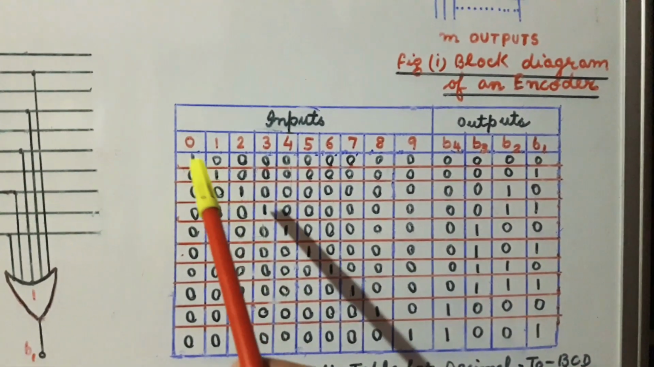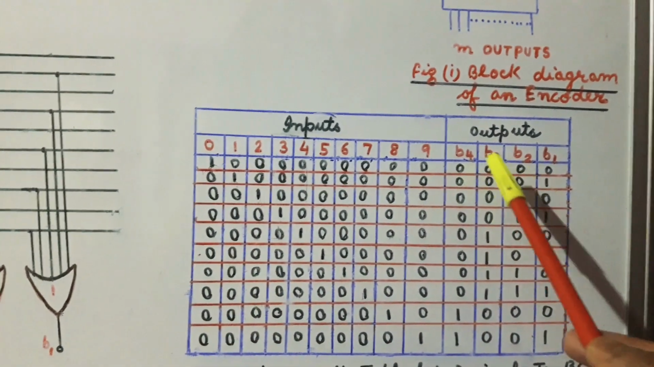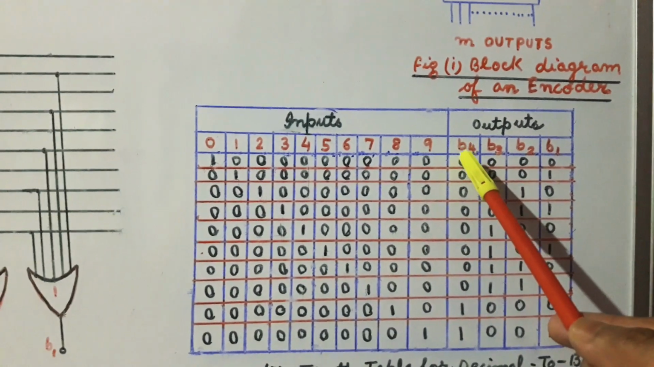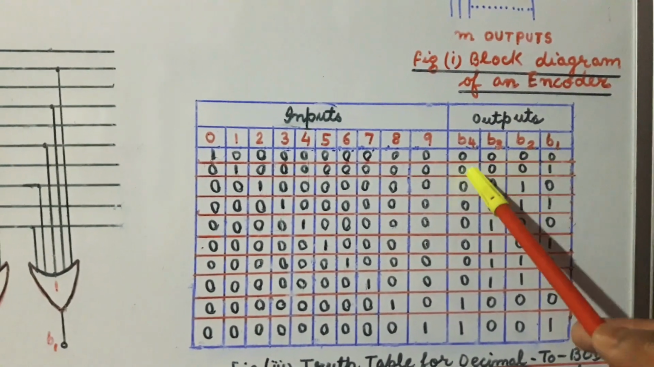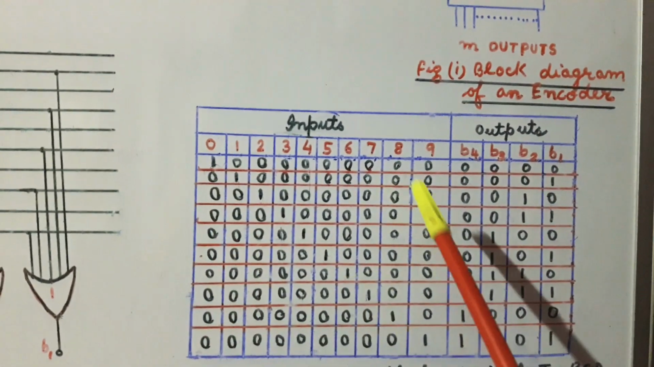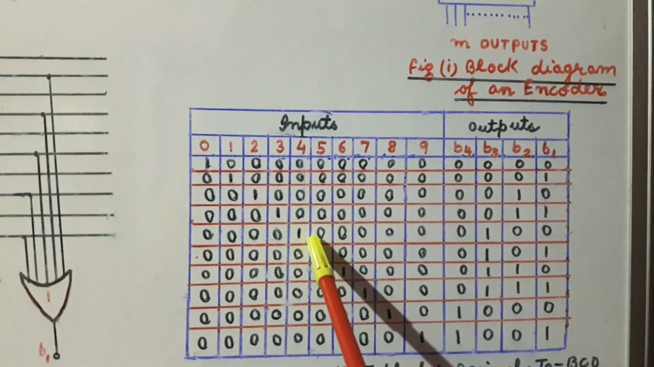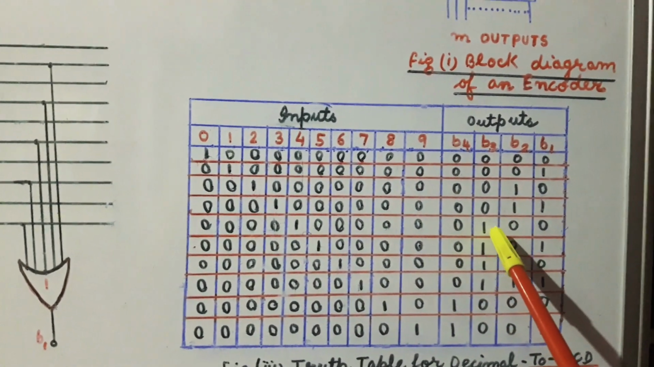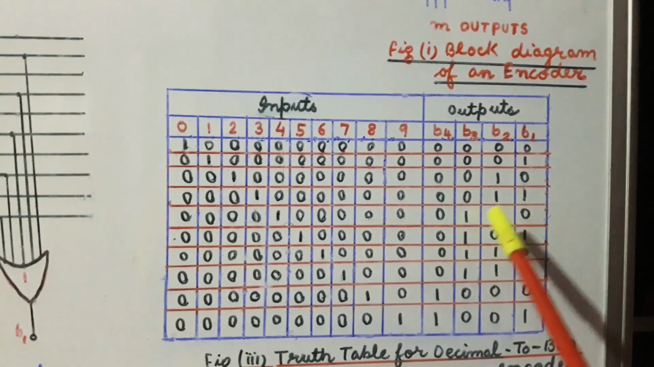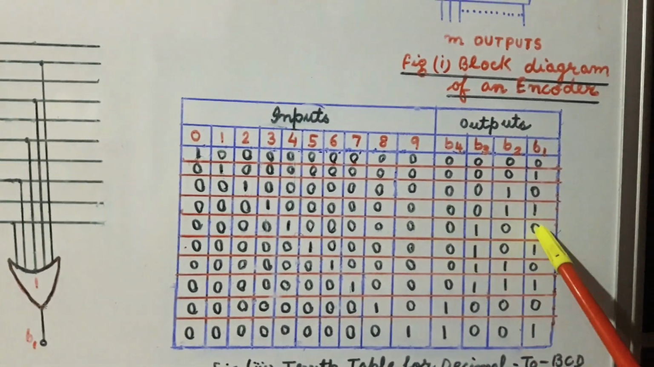If we press the switch 0, then all the OR gates are inactive, so the output B4, B3, B2, B1 is 0, 0, 0, 0, which is the decimal equivalent of 0. Similarly, if we press the switch 4, then only the OR gate 3 is active, and so the output of the 4 OR gates will be 0, 1, 0, 0, which is again the BCD equivalent of the decimal 4.